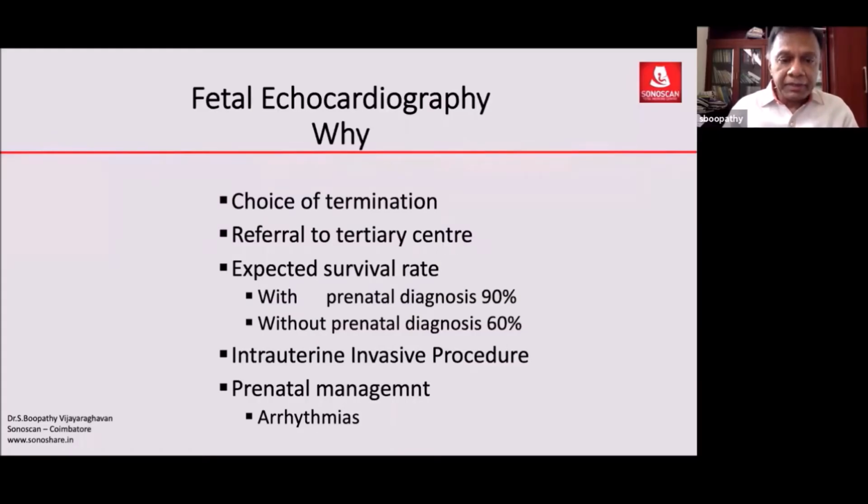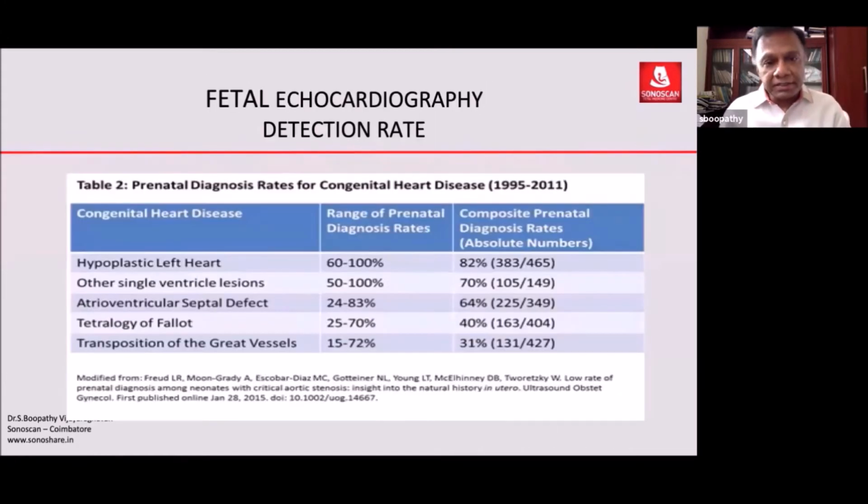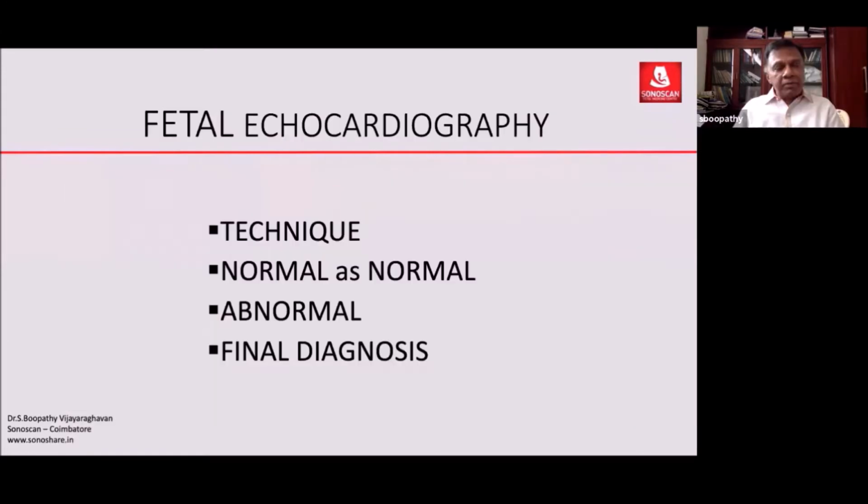And the expected survival rate, there is a major or an abnormal ductus venosus waveform, abnormal on the occasions. And coming to the most important, the detection rate. So the detection rate is important. This is most of the times not discussed. So leading to normal finding and deriving the final diagnosis.